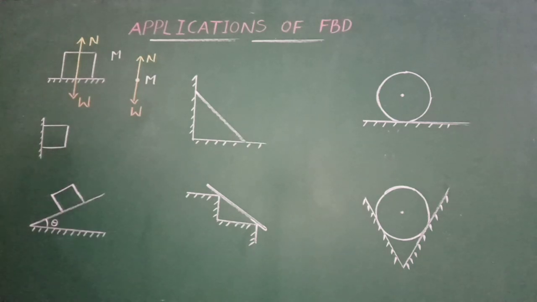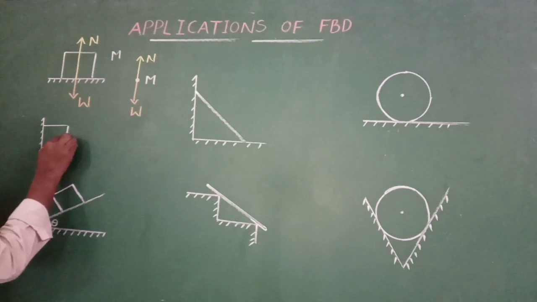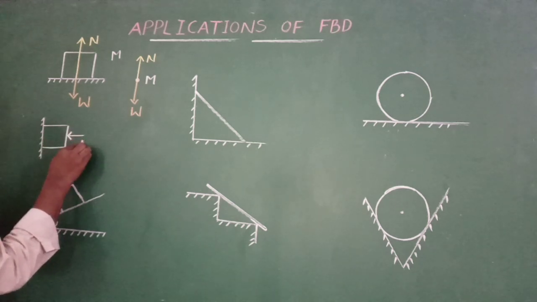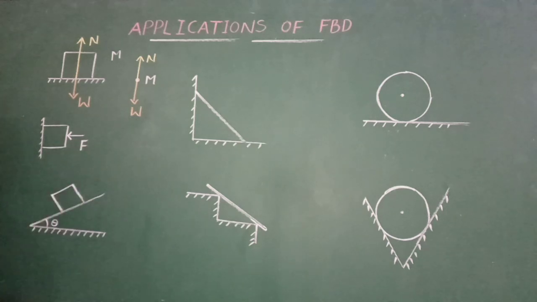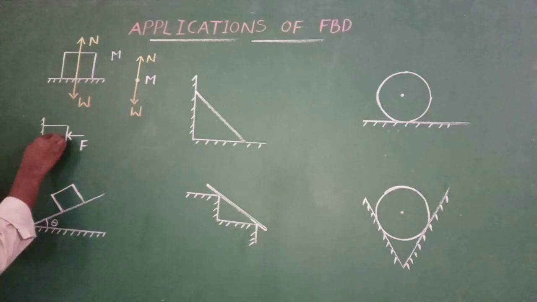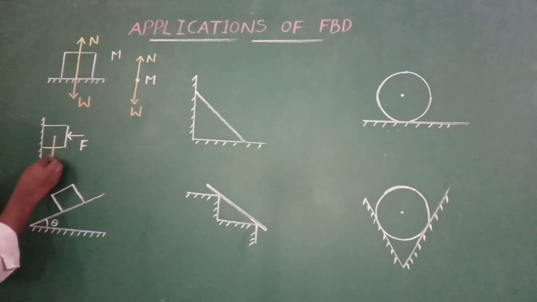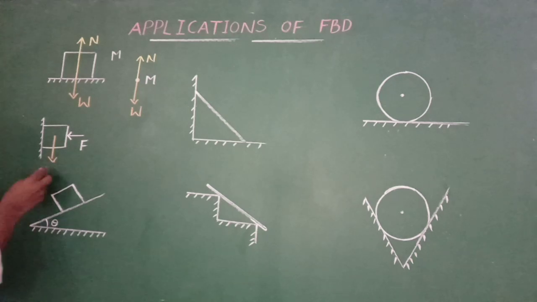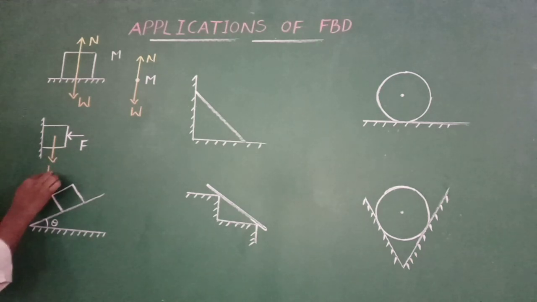Now suppose one object is placed against a vertical wall. To keep this object against a vertical wall, we must exert some force in this direction. Then only the block is at rest against the vertical wall. In this case, its weight is acting in the downward direction.